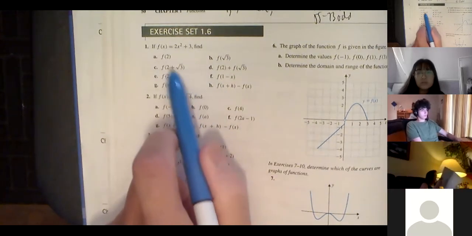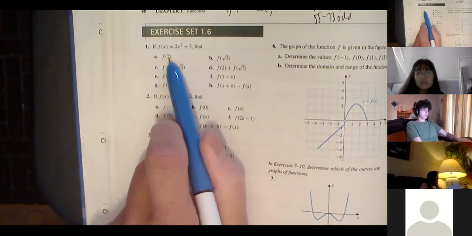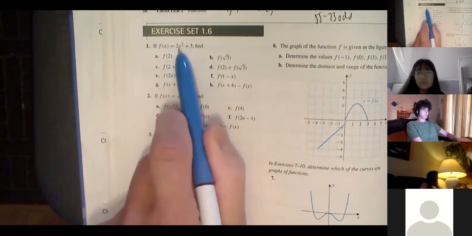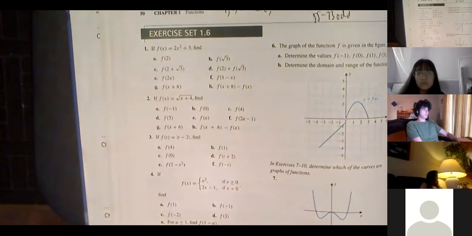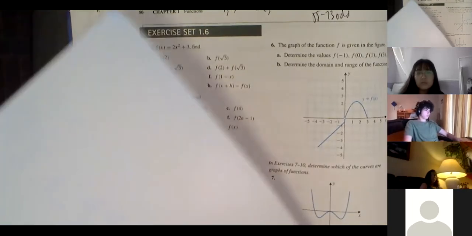Okay? So all that happens is you replace whatever's in parentheses right over there. Right? If they give me something more complicated, doesn't matter. I just put it right over there. Okay. So I'll just do some of them for you. Maybe the harder ones.